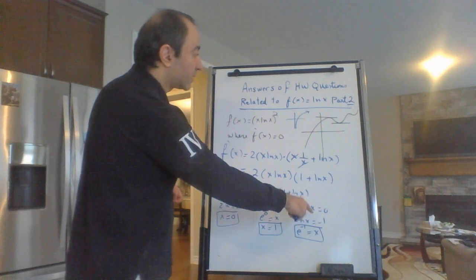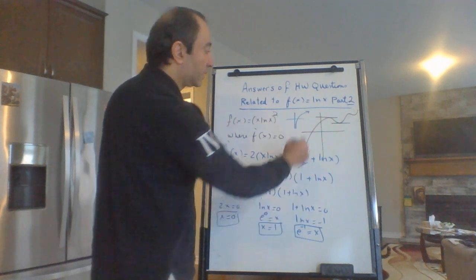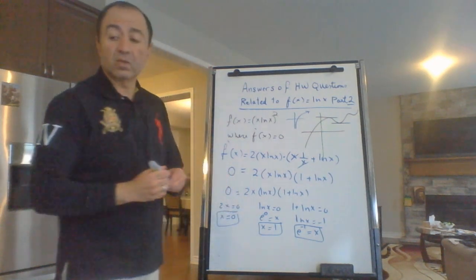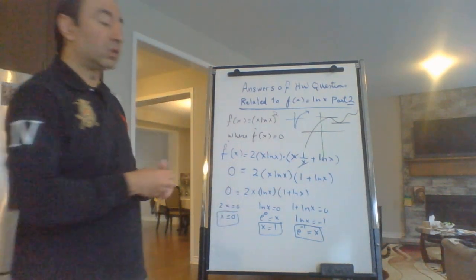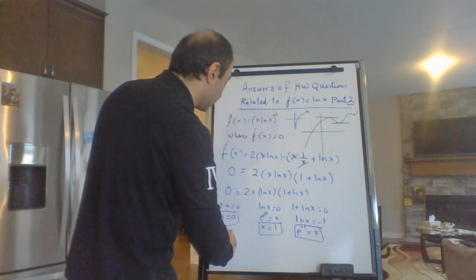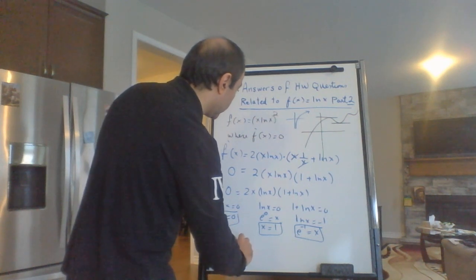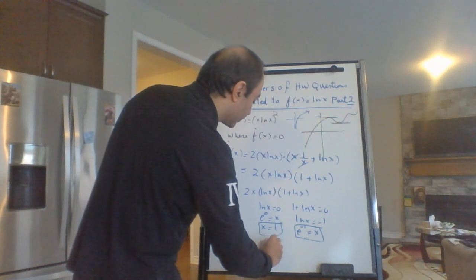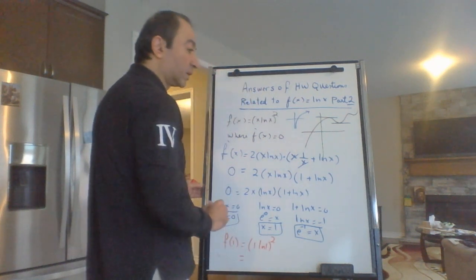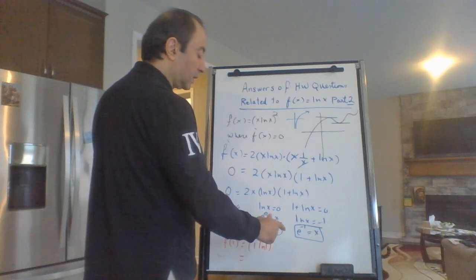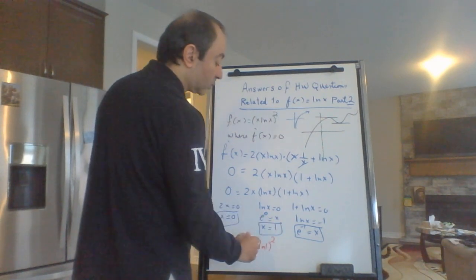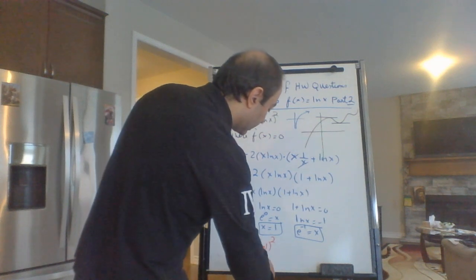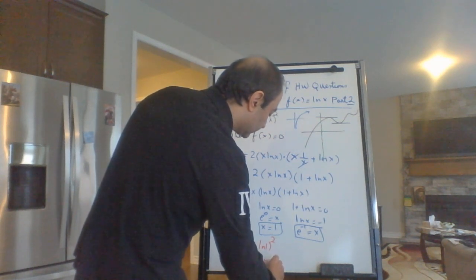Now I found the x of the points where the tangent is horizontal, but I didn't find y yet. So what I need to do, yes, I need to use the original function. So I need to find f of 1, which will be 1 times ln 1, squared, which is ln 1 is what? E to the power of what equals 1? E to the power of 0. So this is 0. So the first point is (1, 0).